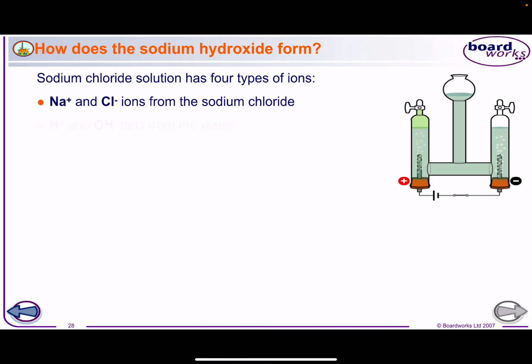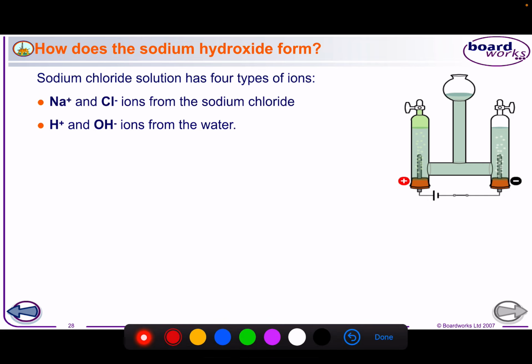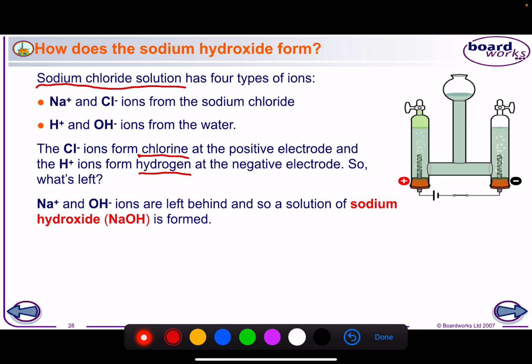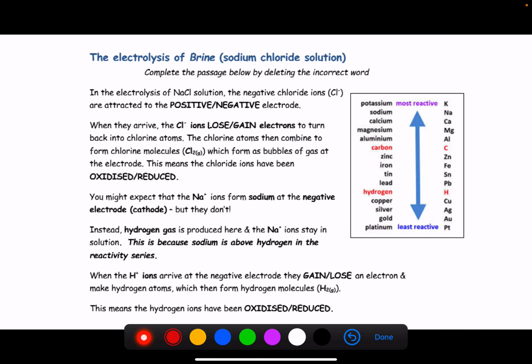So we have four types of ions: sodium ions, chloride ions, hydrogen ions, and hydroxide ions in a solution of sodium chloride. The chloride ions form chlorine. The hydrogen ions form hydrogen. We've discussed that already. So what's left? Well, I've already talked about that. Sodium hydroxide is left behind. That is an alkali, a strong alkali. So, to your worksheet, delete the incorrect word, then come back and check your answers.